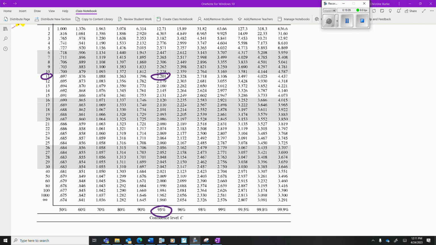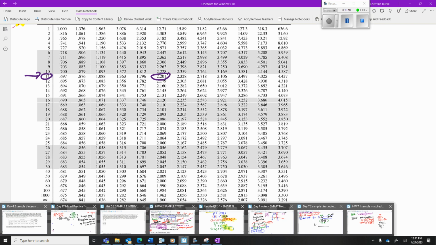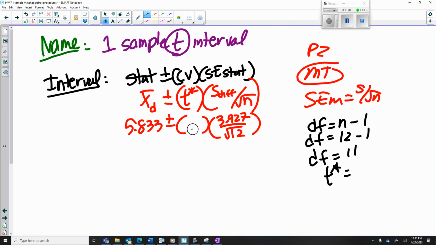So here is the t star for DF 11. Remember, DF is n minus 1. 12 minus 1 is 11. At 95%, we get 2.201. So let's plug that in here for t star, 2.201.